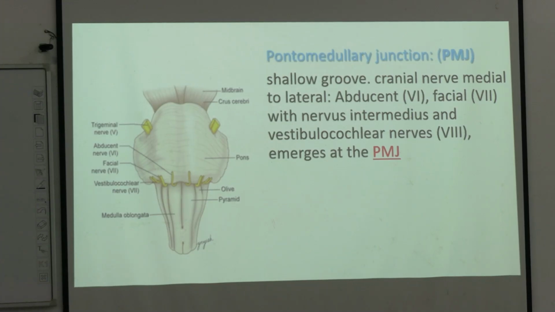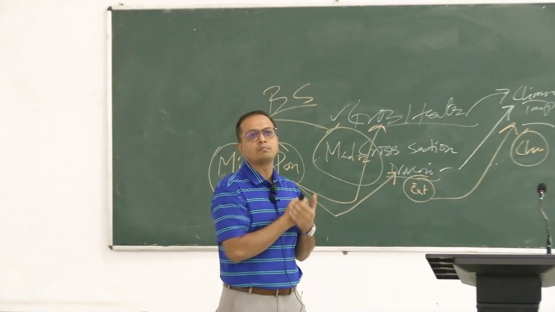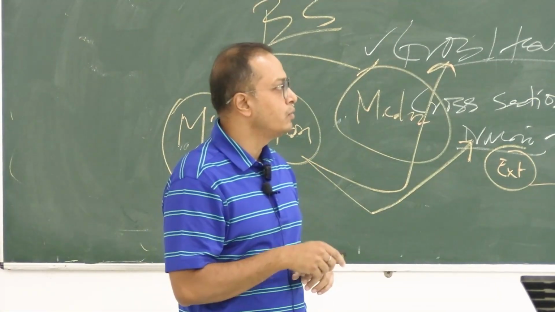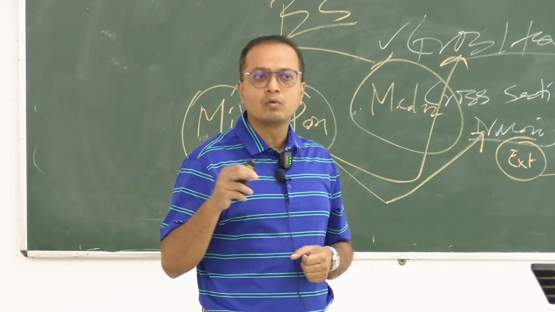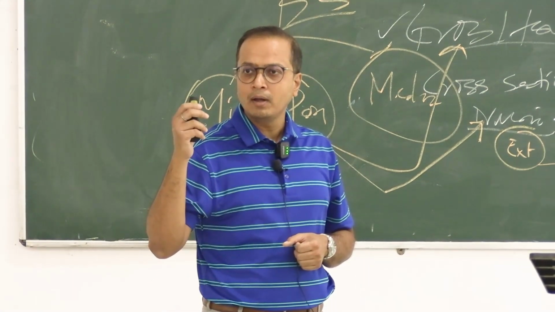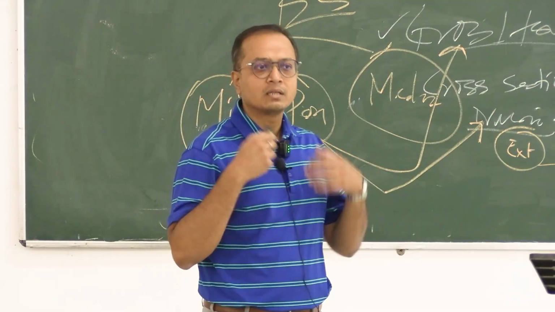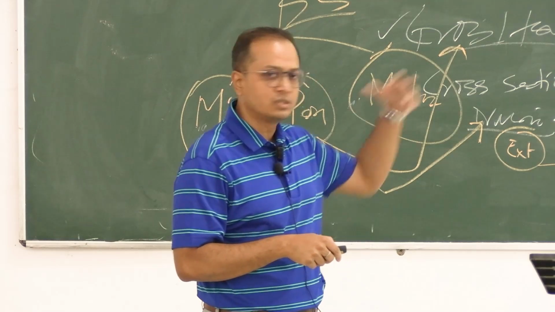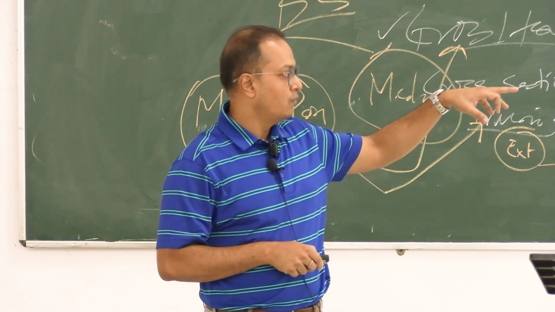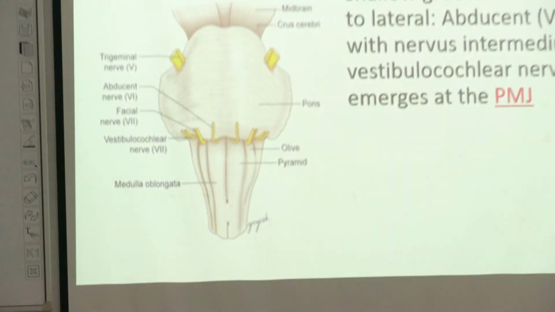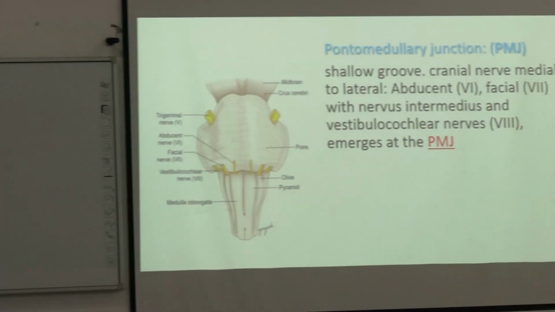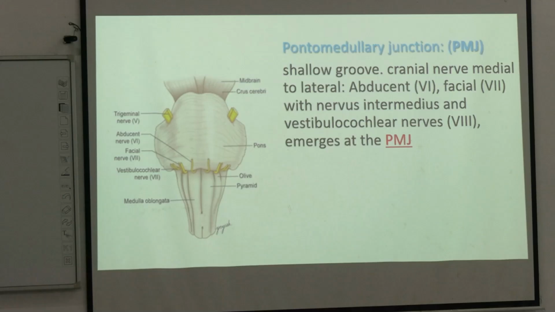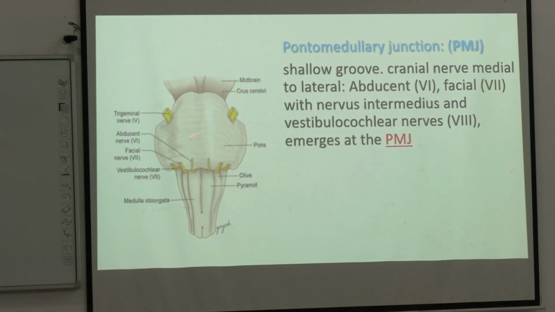This pontomedullary junction is a point of clinical interest. We may have a clinical problem and have to explain it based on an issue at this junction. So we have to know what the PMJ is, which is nothing but the union point between the pons and medulla. Posteriorly it has the cerebellum, and anteriorly these nerves emerge, medial to lateral: the 6th, 7th, and 8th cranial nerves.